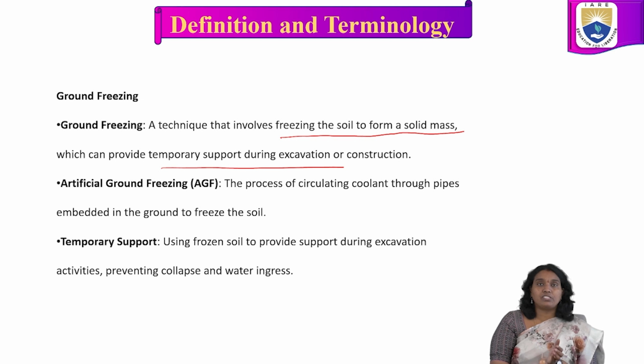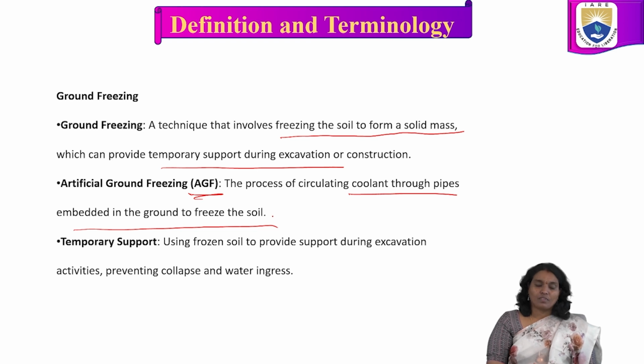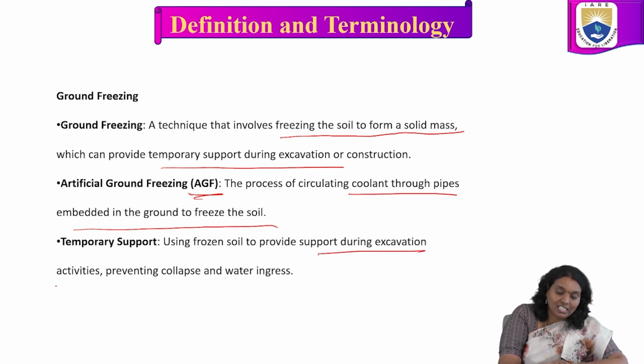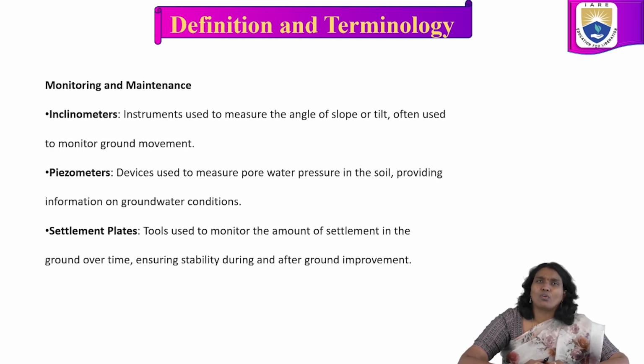In artificial ground freezing, AGF, coolant is circulated through pipes embedded in the ground to freeze the soil. For temporary support, frozen soil is used to provide support during excavation activities, preventing collapse and water ingress. These are the various terms used in ground freezing.